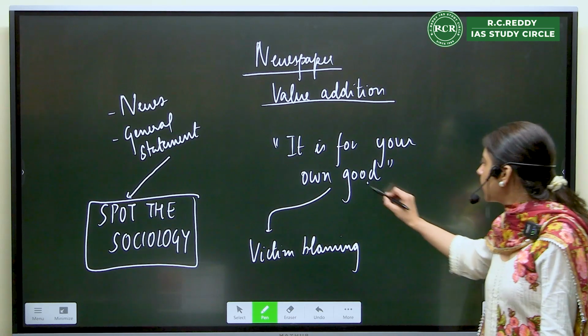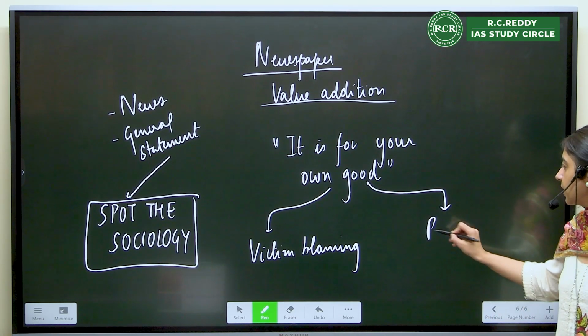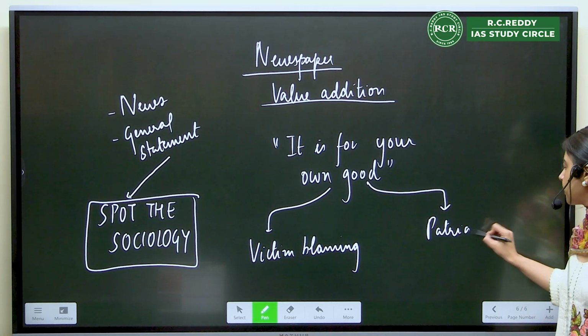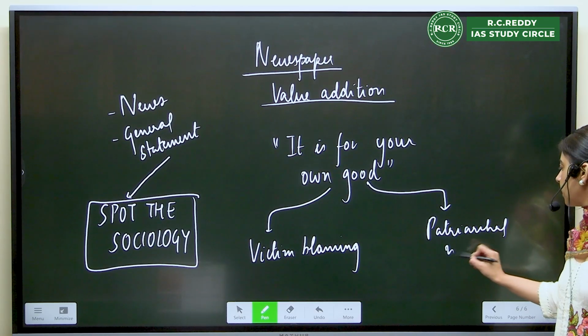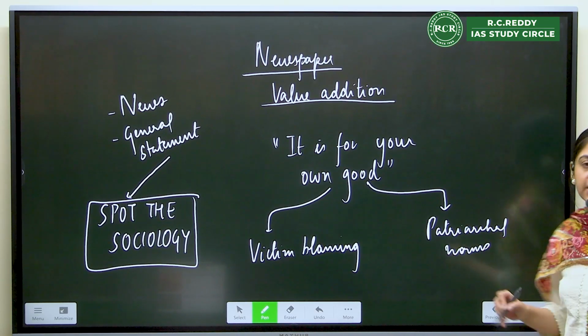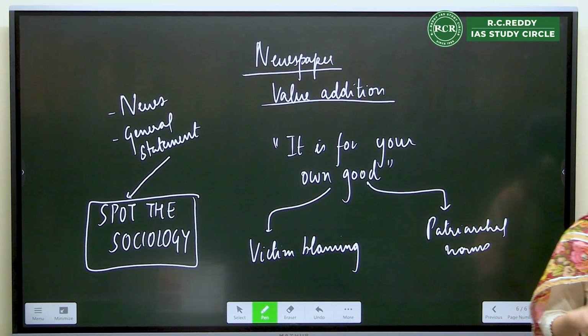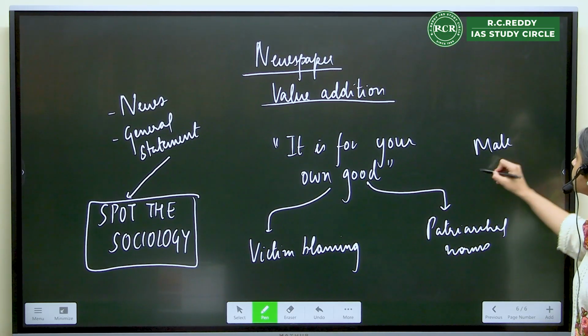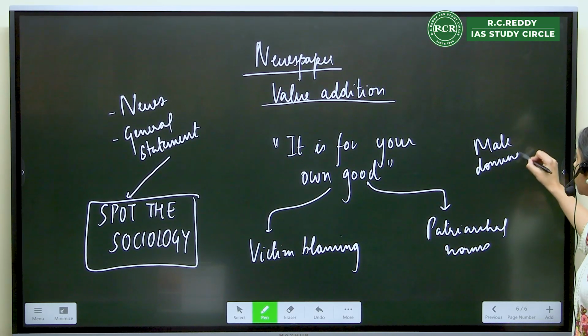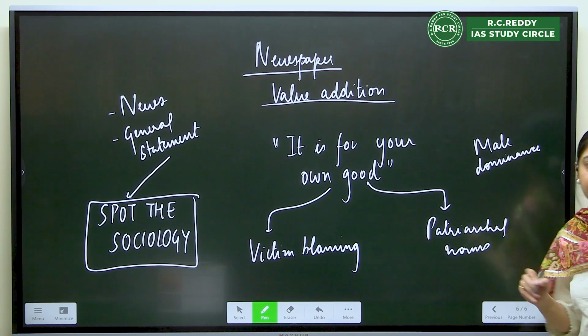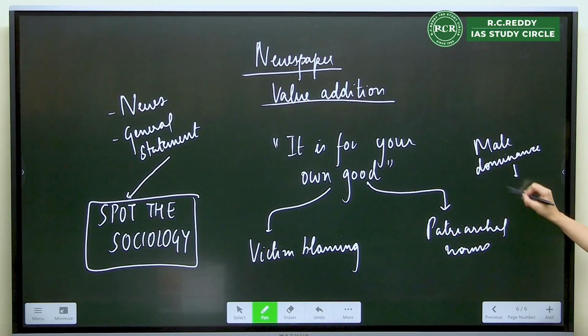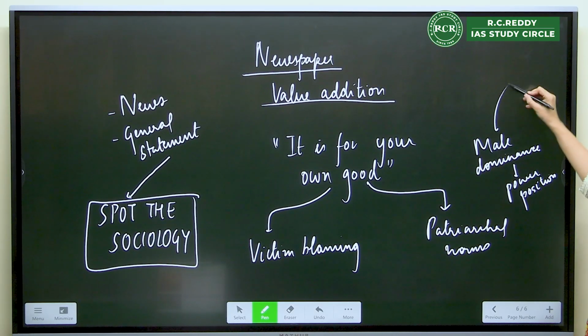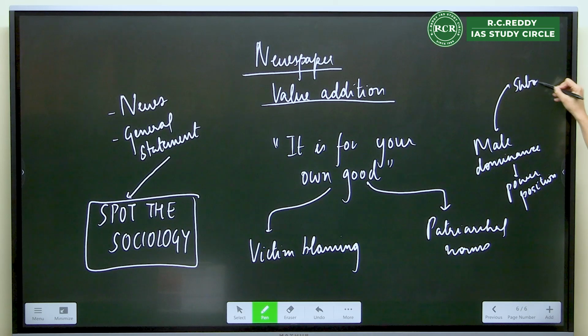Then also, this is a way in which you make sure that she imbibes those patriarchal norms. What is patriarchy? Patriarchy is male dominance, males occupying power positions. And because of this, women are in a subordinate position.